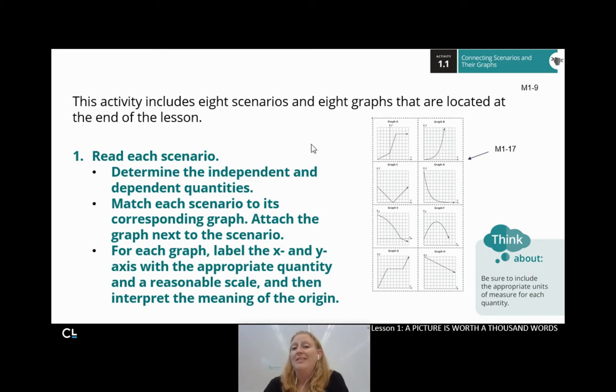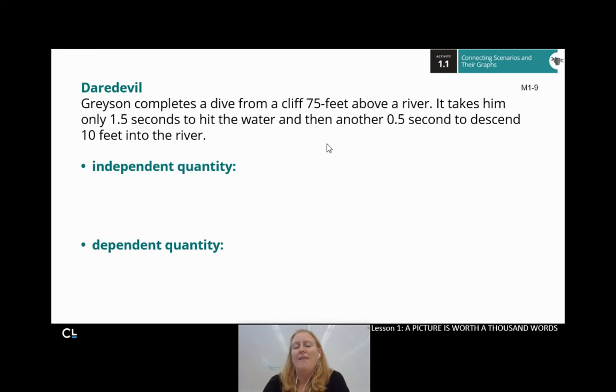All right, scenario number 1, Daredevil. Grayson completes a dive from a cliff 75 feet above a river. It takes him only 1.5 seconds to hit the water, and then another half a second to descend 10 feet into the river. So I thought, all right. The independent quantity here is time. In this case, time in seconds.